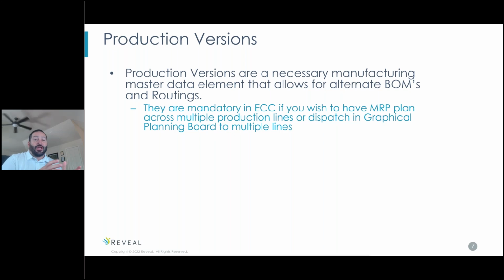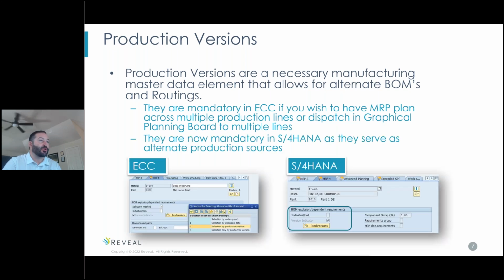Even if you don't really have a requirement for that today, tomorrow in S/4HANA, even if you have a simplified approach, even if you have just one BOM and one routing, you still need to maintain that production version. A little bit unfortunate if you have a simplified approach to your manufacturing master data. But if you do have multiple routings and BOMs, multiple production paths, different production lines and so forth, and you're not using production versions now, I would go ahead and start going through the exercise of getting those maintained, because they will be mandatory going forward.